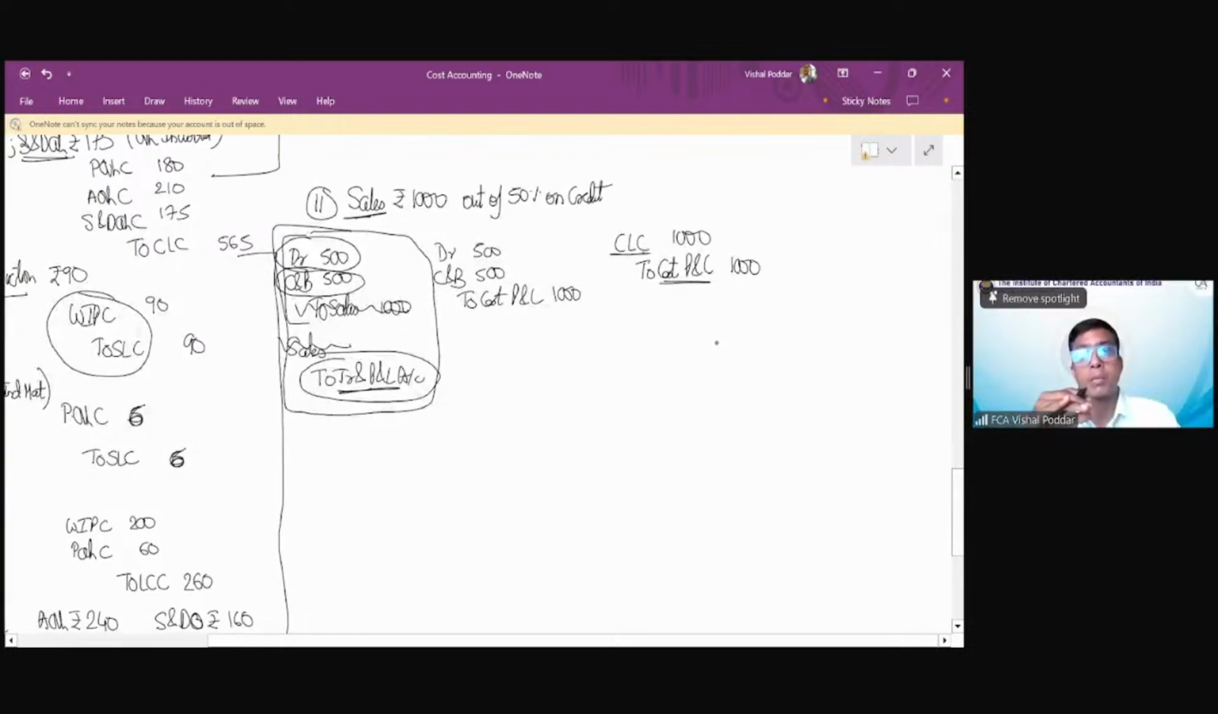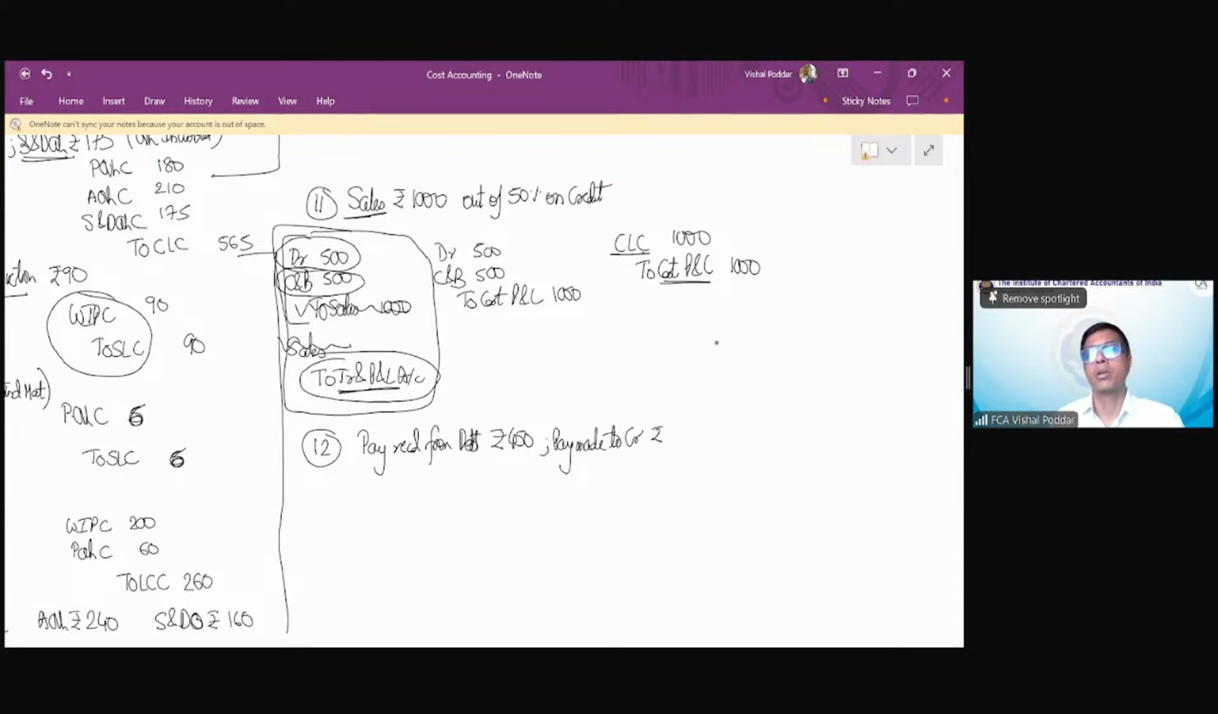However, if the sum is purely on integrated, you may have some more transactions given in the sum, like payment received from debtors, rupees 450, payment made to creditors, rupees 240. Now, these are pure financial entries. Cash and bank to sundry debtors, this is for payment received. Sundry creditors to cash and bank, this is for payment made.